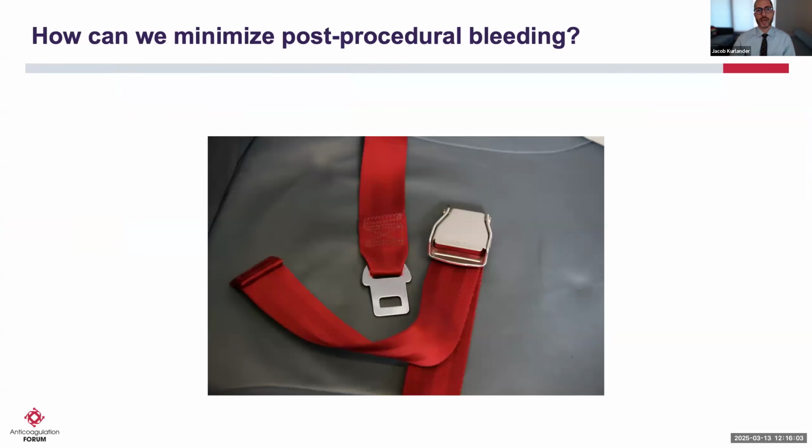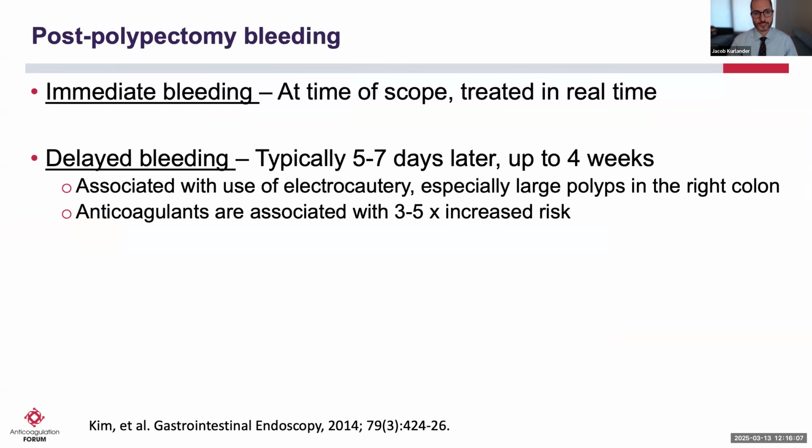So now on to question 3, how can we minimize post-procedural bleeding? I first want to just give a couple of definitions of what types of bleeding we think about. So first is immediate bleeding. This typically occurs at the time of the scope, and it can be treated in real time with clips and thermal therapy and other techniques. And this is really not so clinically significant just because we deal with it all the time, and it doesn't tend to be a problem.